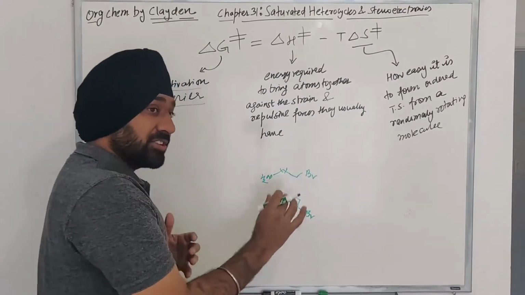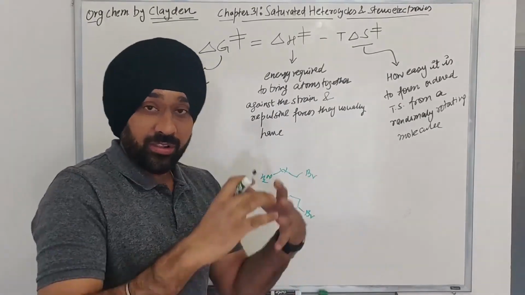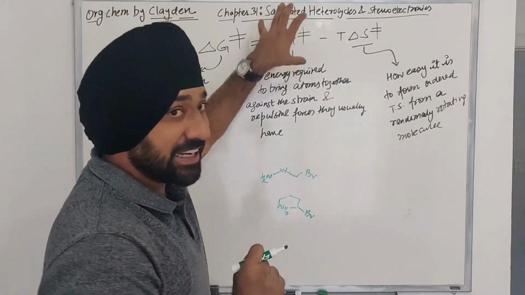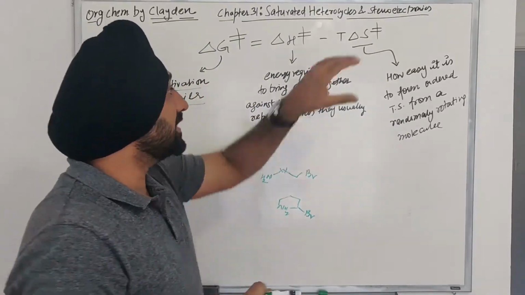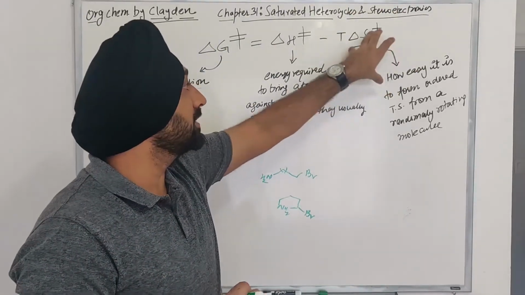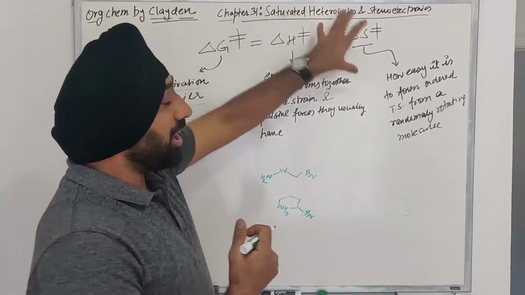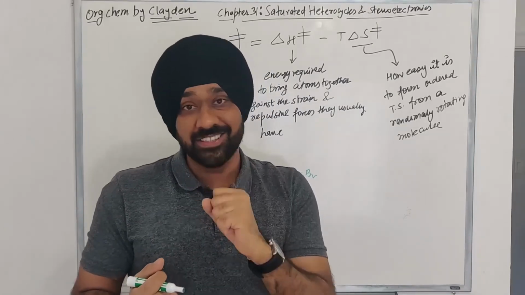So the energy that is required to bring them closer against all the other forces that are acting upon the molecule. So it is that delta H factor which is important. Apart from that, the second factor which is very important is the delta S. Now the delta S is how easily you can form a very ordered transition state.